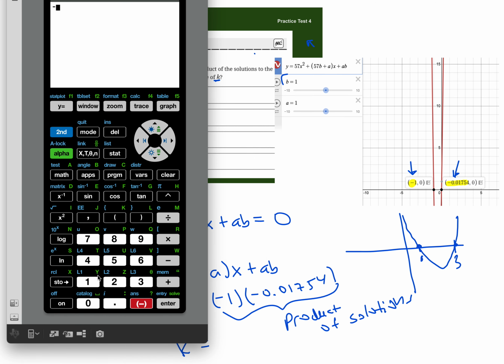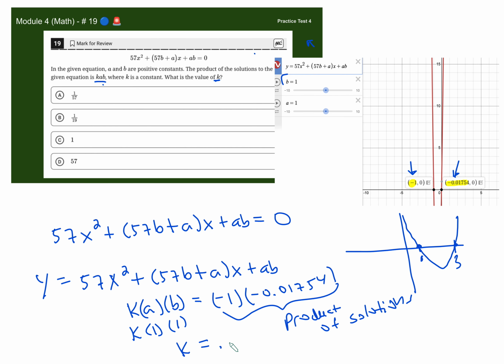Okay, so -1 times -0.01754. -1 times -0.01754. All right. Okay, so 0.01754. That's what K is supposed to be.